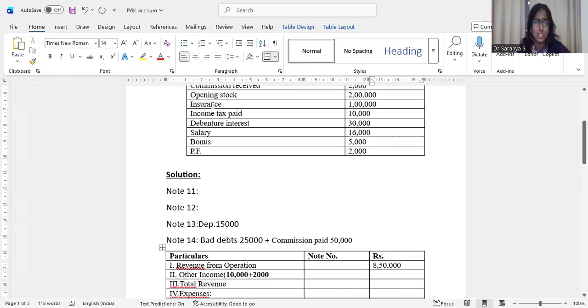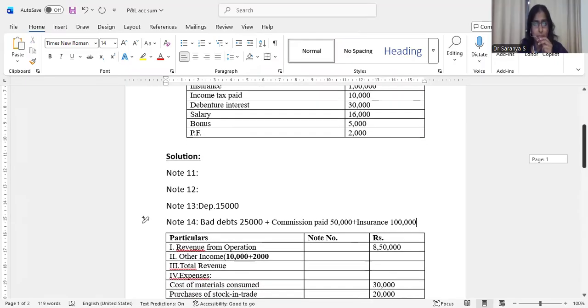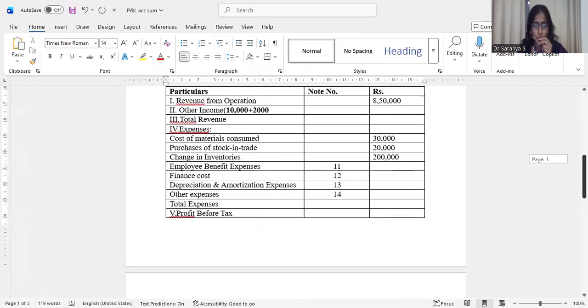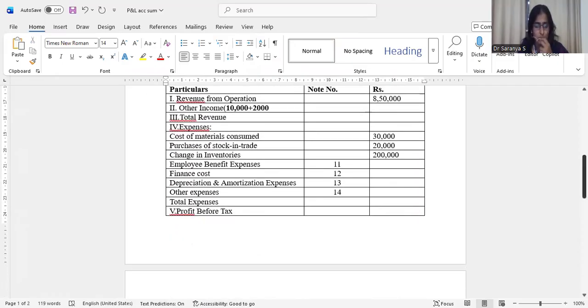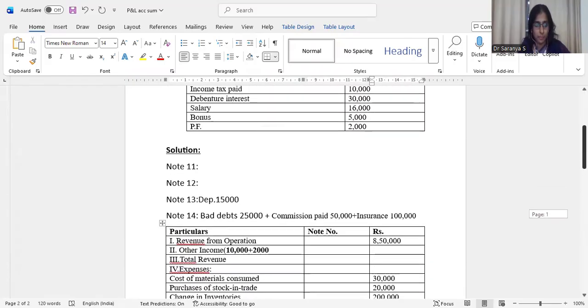Next item is insurance. Insurance is nothing but other expenses, so we will record under other expenses as 1 lakh. Next, income tax paid 10,000. Towards the end of the template, we have tax, correct? So there we will write 10,000. It is minus tax, so I'm writing minus 10,000.